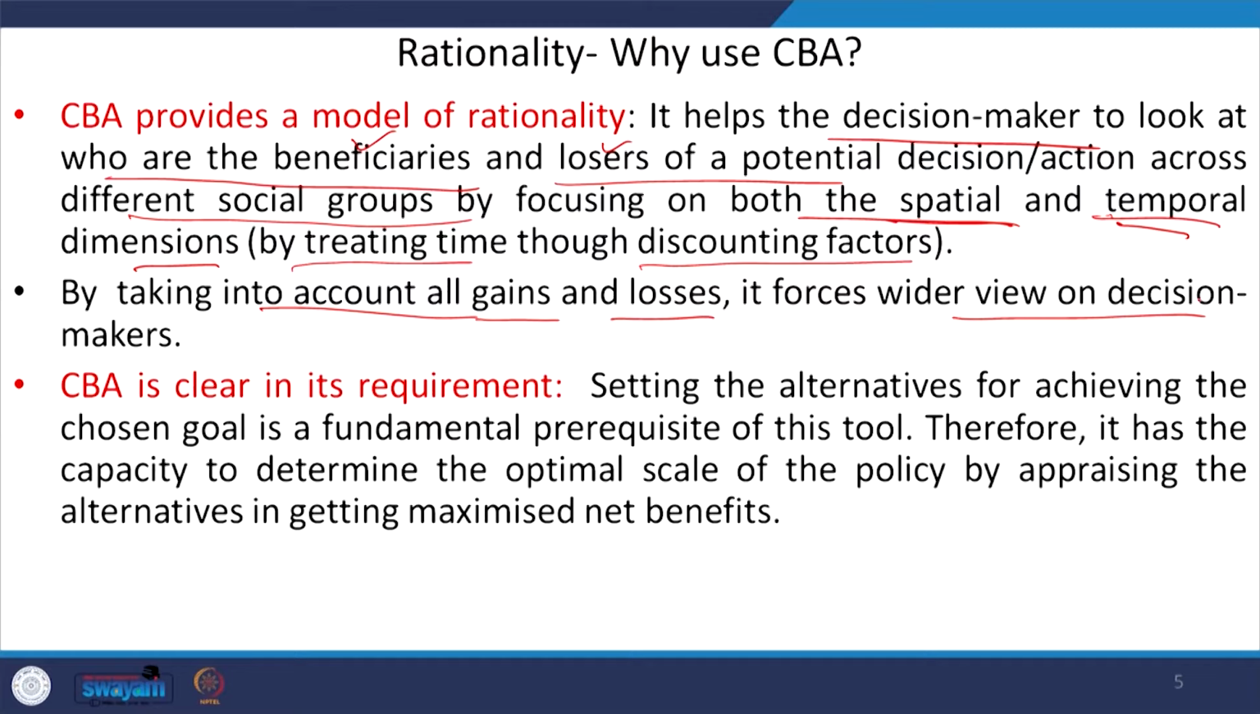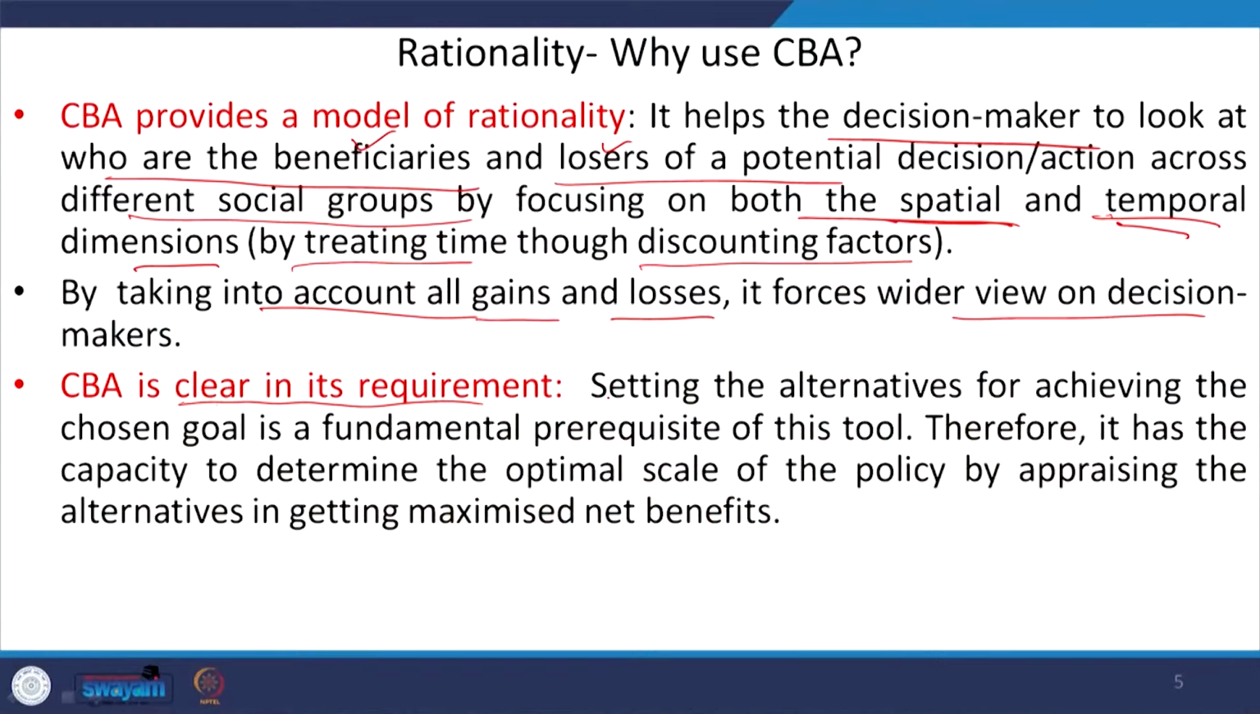And the second aspect, why this tool is used, or why CBA is one of the popular and scientific tools of appraisal, is because it fulfills a clear requirement. So, what is the clear requirement? For cost benefit analysis, not only the current project or policy is considered, but also the likely alternatives of this policy or project are taken into account.